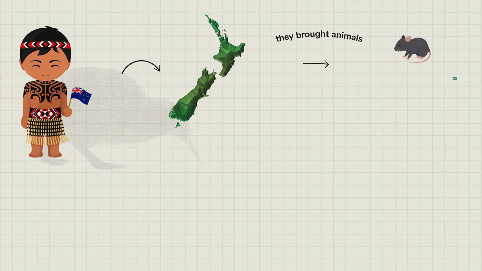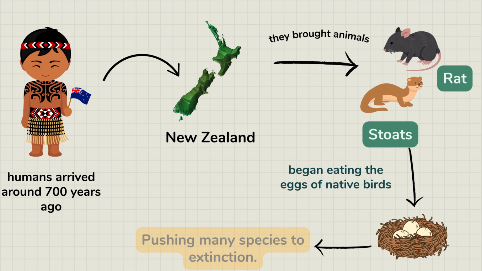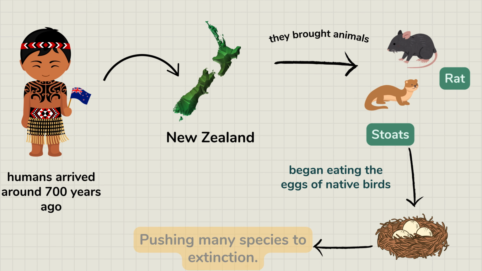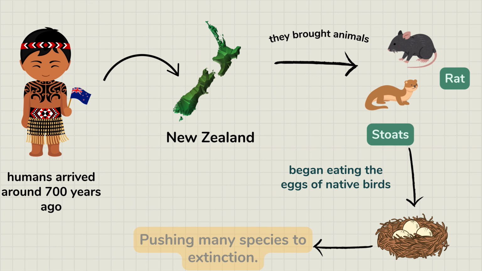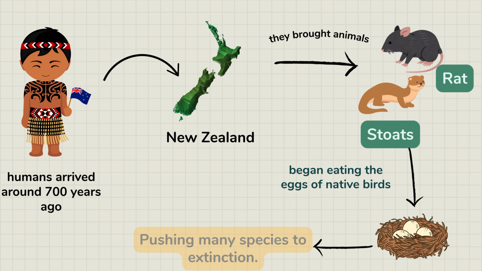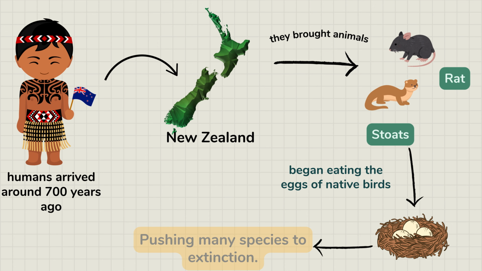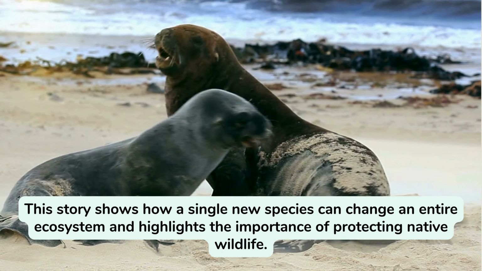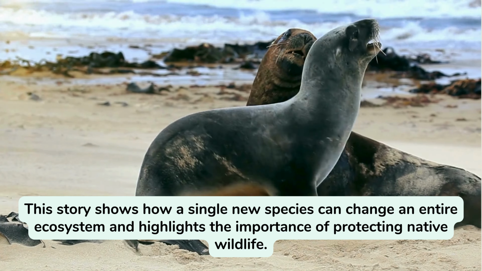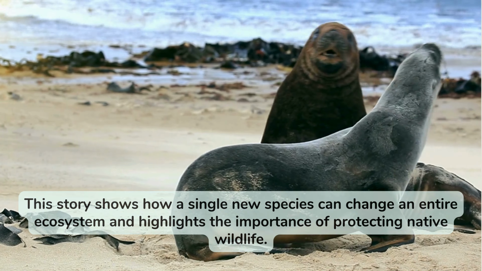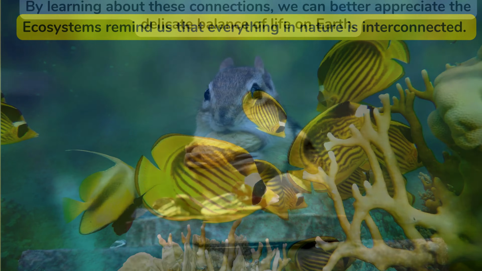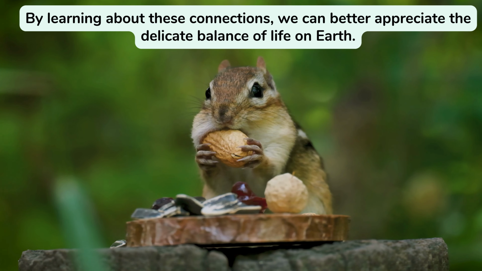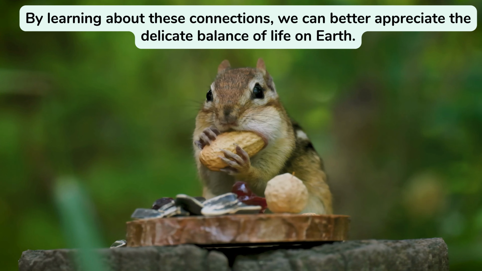But when humans arrived around 700 years ago, they brought animals like rats and stoats. These new predators began eating the eggs of native birds, pushing many species to extinction. It's estimated that 53 native bird species have become extinct since then. This story shows how a single new species can change an entire ecosystem and highlights the importance of protecting native wildlife. Ecosystems remind us that everything in nature is interconnected. By learning about these connections, we can better appreciate the delicate balance of life on Earth.